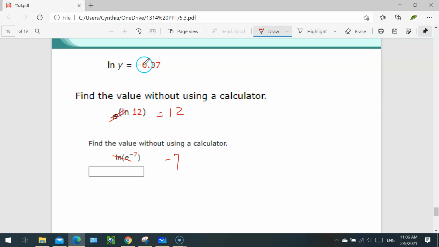ln y is equal to negative 0.37. We raise e to both sides. Now e to the ln crosses out, so your y is equal to e to the power negative 0.37. We use a calculator to input this value. If you cannot use a calculator, then just write down e to the power negative 0.37. Or probably this is a typo, and this is not a question under this category. But this one you have to use a calculator.